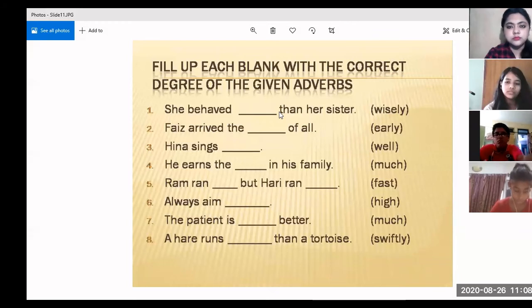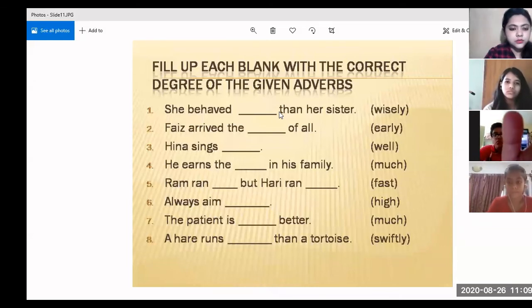She behaved more wisely than her sister. Why are you using more? More wisely is what degree of comparison? Comparative. And why are we using comparative? Because she is comparing to her sister. Yes, because the comparison is being made between two persons. Okay, so we will be using comparative degree. Good.